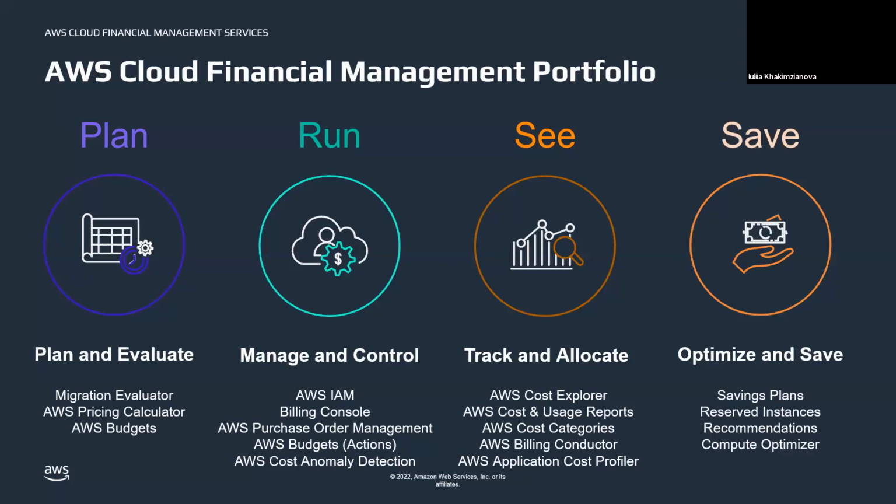For the run step, you can have the billing console that will help you manage and control your AWS costs, AWS cost anomaly detection, AWS budgets. For the track and allocate phase, there is also a solution called Cost Explorer. Cost and usage reports are helping you. And another very important part is optimizing and saving. So there is also a solution to help you achieve the most from your commitment to AWS by leveraging savings plans and reserved instances that would be matching your expectations from your business.